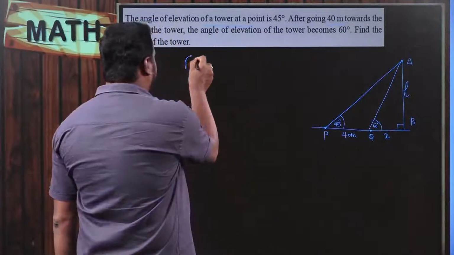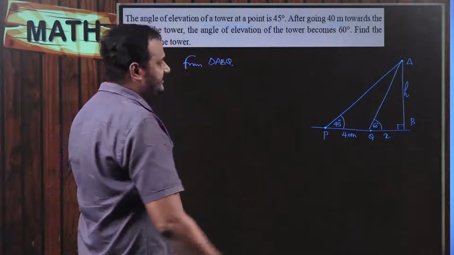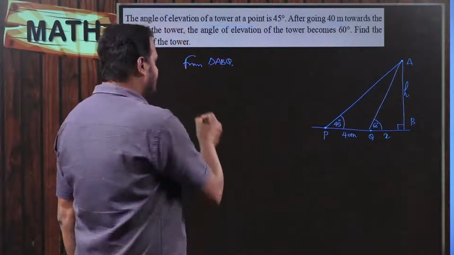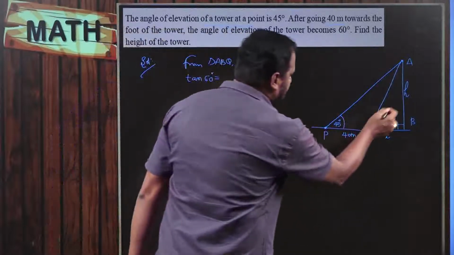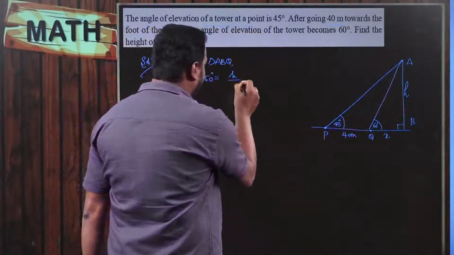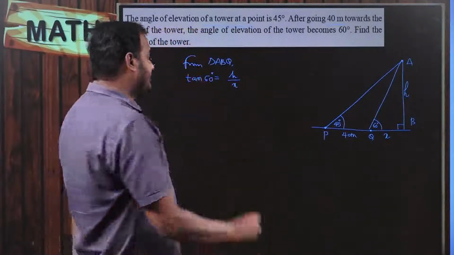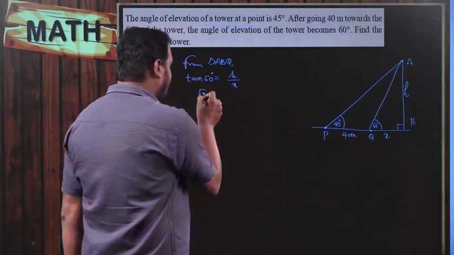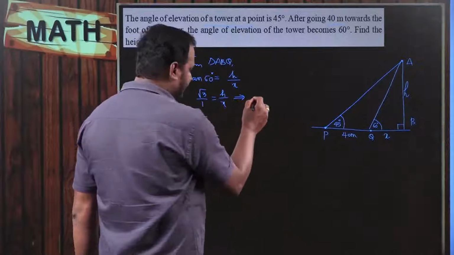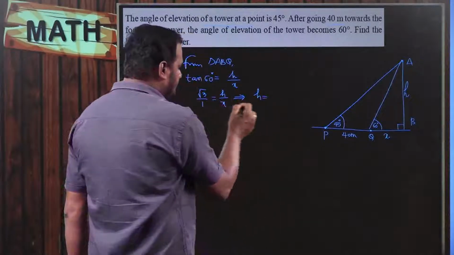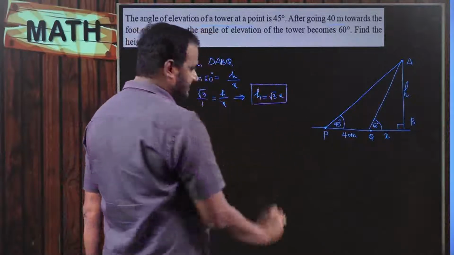So from triangle ABQ, the angle is equal to 60, so I am applying tan. tan 60 degrees is equal to the side opposite to 60, which is h, divided by the adjacent side, which is x. But what is the value of tan 60? tan 60 is root 3 by 1, which is equal to h divided by x. By cross multiplication, I get h into 1 equal to root 3 into x, so h is equal to root 3 x. This is one relationship between h as well as x.